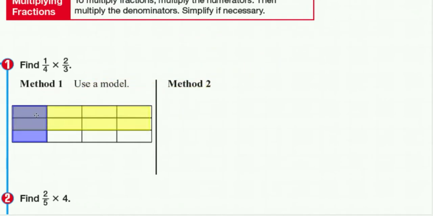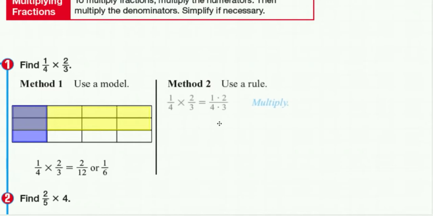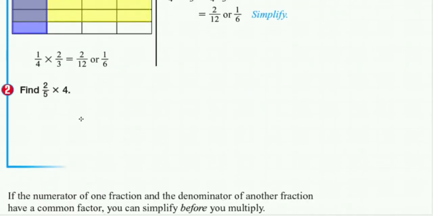If you multiply them, where the yellow and the blue overlap will be our product, which will become 2 out of 12 or simply 1/6. Method 2 is using the rule. We simply multiply the numerators and the denominators. We end up with 2/12 or 1/6. Let's take a look at example number 2.